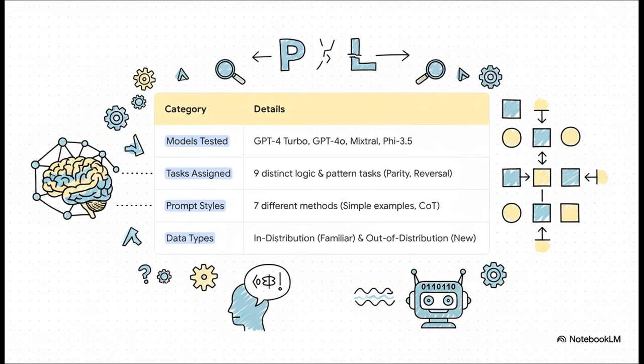Now this is where the experiment gets really, really clever. They tested all the big models on a bunch of complex tasks using all sorts of prompts. But look at that last row, data types. This is the key. They didn't just test the AI on problems it had seen before. That's the in-distribution data. They threw in curveballs, what the researchers call out-of-distribution data. These are the surprise questions, specifically designed to separate the crammers from the scholars.